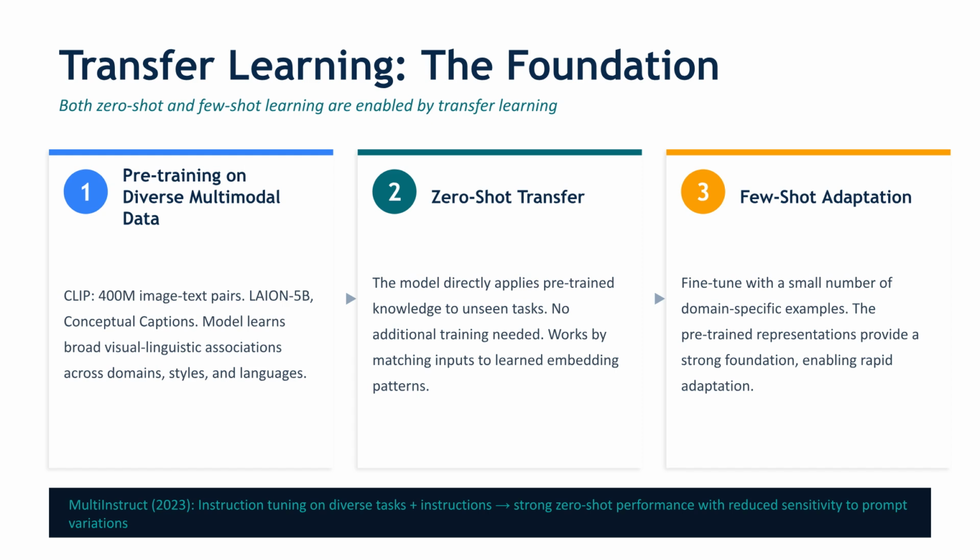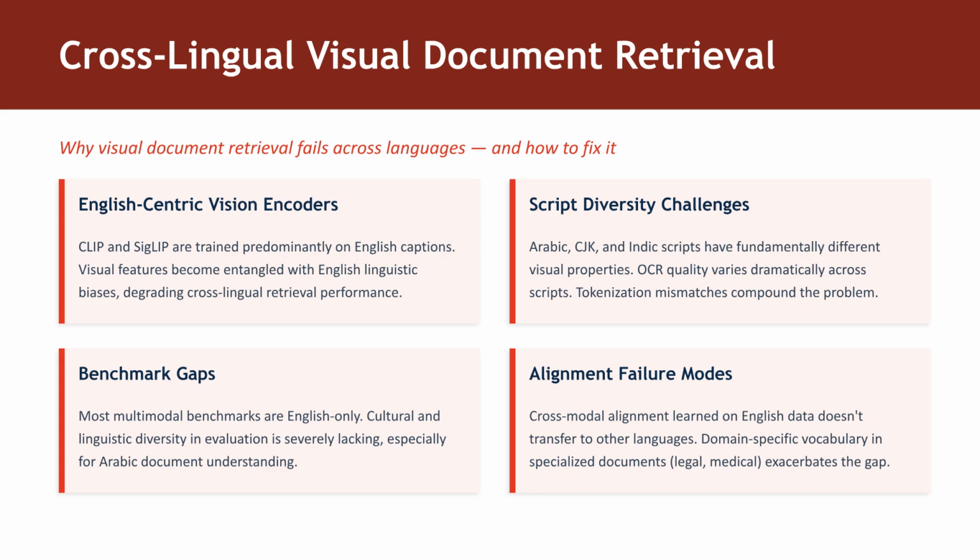It is worth highlighting the MultiInstruct work from 2023, which showed that instruction tuning across diverse tasks and instructions leads to strong zero-shot performance with reduced sensitivity to prompt variations. This suggests that the way we frame instructions during training has a significant impact on the generalization ability of these models. This slide addresses the core question of my PhD research.